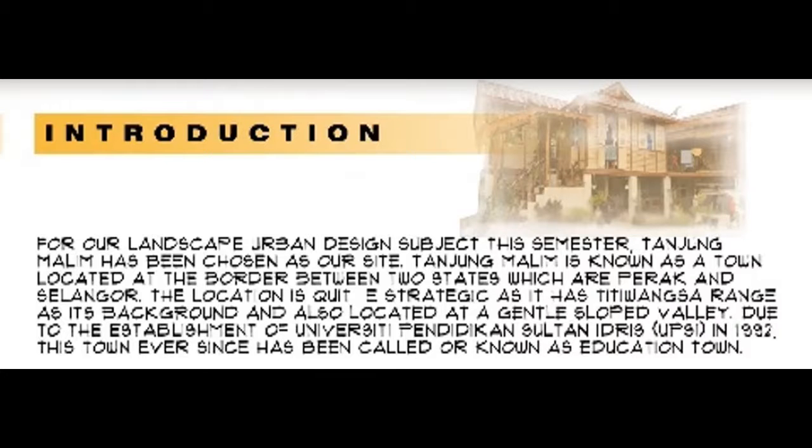Let's have a quick review on Tanjung Malim's background first. Tanjung Malim is known as a town located at the border between two states which are Selangor and Perak. This town is located strategically due to its Titiwangsa range as its background and also located at a gentle slope valley. Due to the establishment of Universiti Pendidikan Sultan Idris in 1922, this town is dubbed as Education Town by the local people ever since.